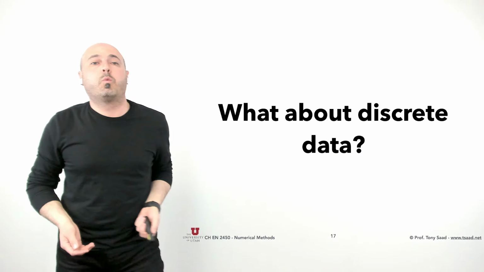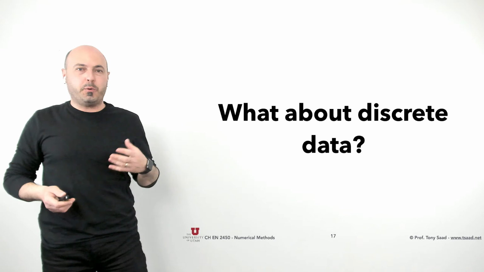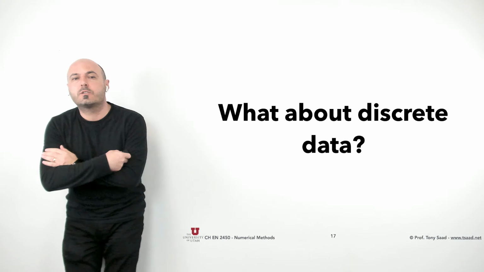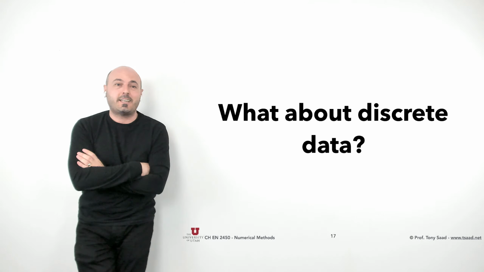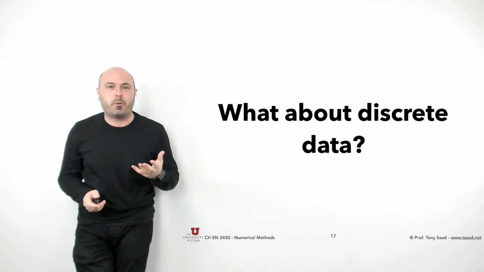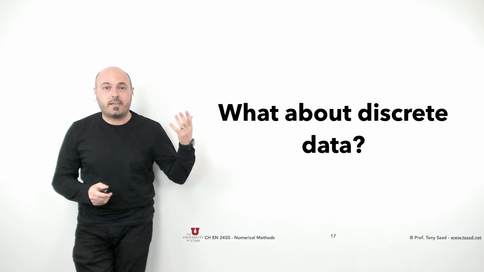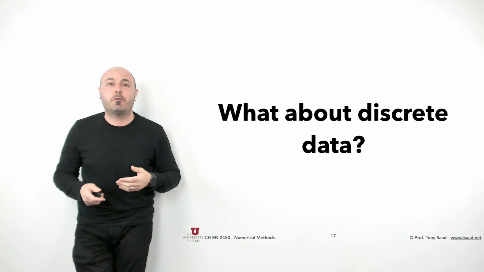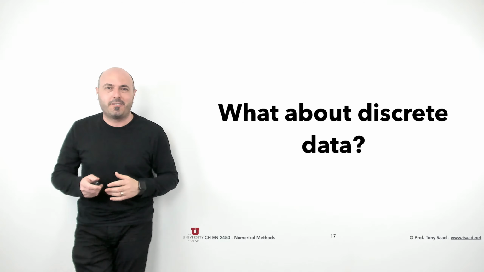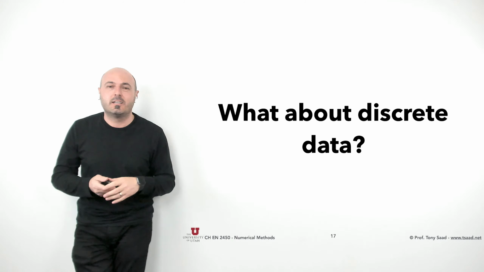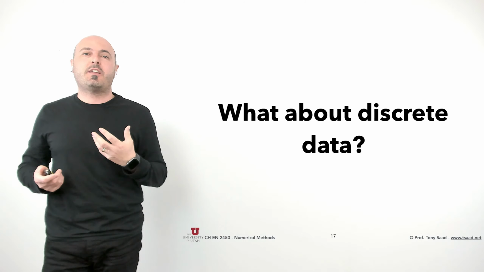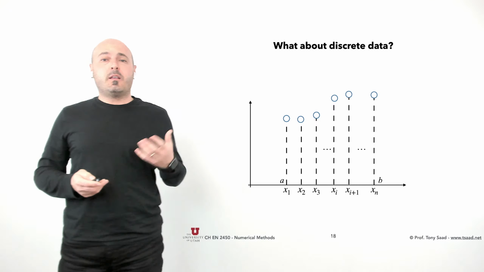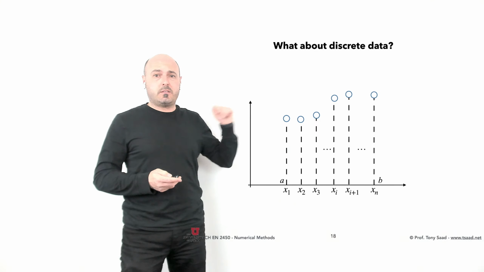All right. What about discrete data? We did this for a continuous function, and the great thing about a continuous function is that you can simply take that function f and evaluate f of a, f of b, f of a plus b over 2, f of a plus b over 3, whatever you want, in any given segment. That's the beauty of having a continuous function. But what about discrete data? Assume you're given data like this.